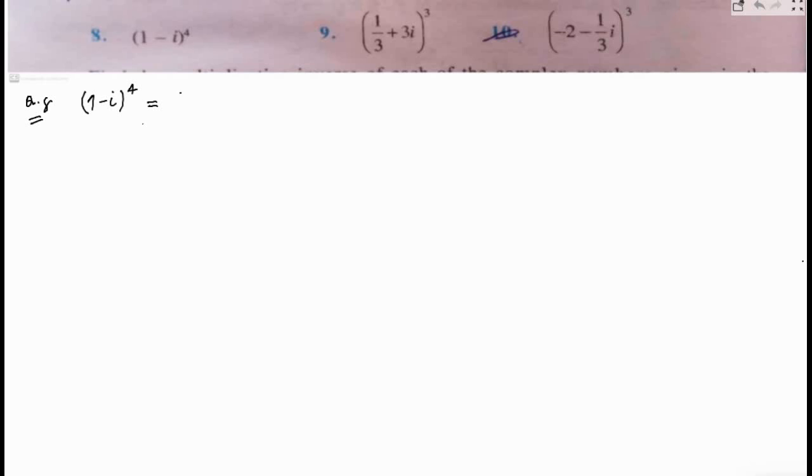ठीक है, अब आप इसको लिख सकते हो (1 minus iota) whole square into (1 minus iota) whole square. ठीक है, या तो आप लिख सकते थे (1 minus iota) की power 3 into (1 minus iota), फिर उसको simplify करके we'll get the answer.